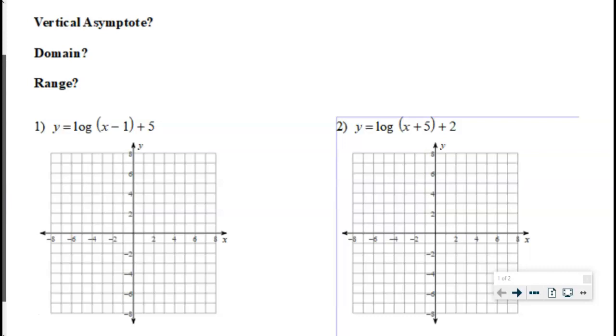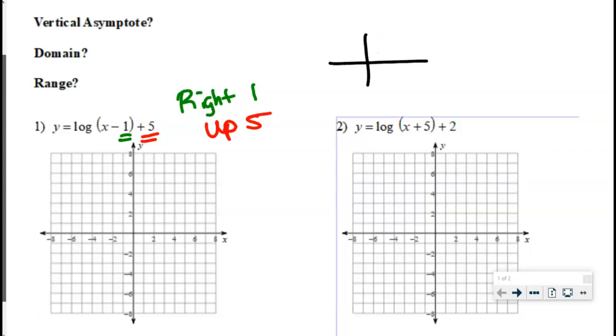One of the things I notice on this particular logarithm is we have a transformation right there. That would be a right 1, because anything in with the x is horizontal and does the opposite because of the built-in negative. And then there's a plus 5 over here, which means everything has been shifted up 5. So generally, a common logarithm looks like this.